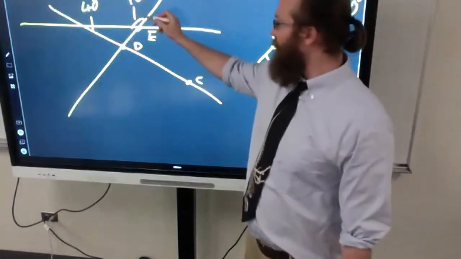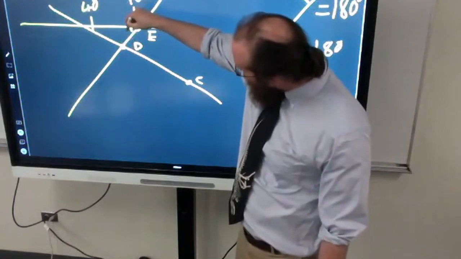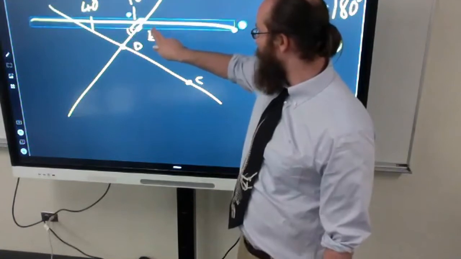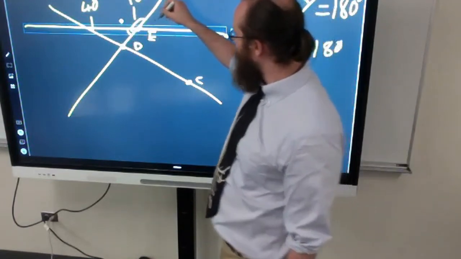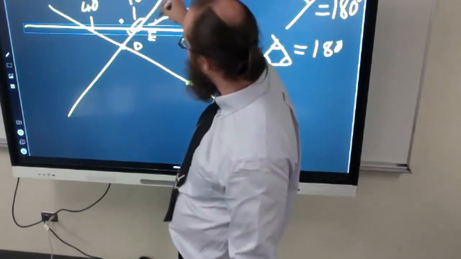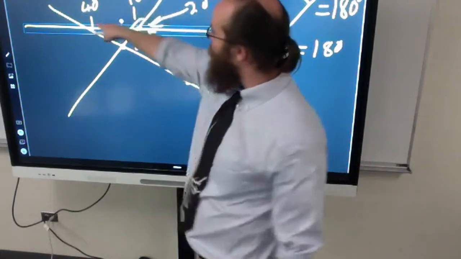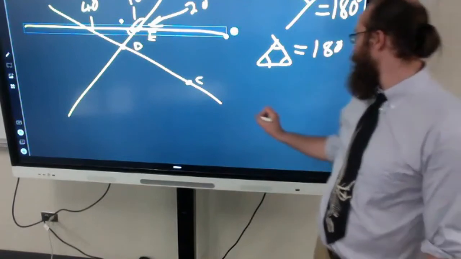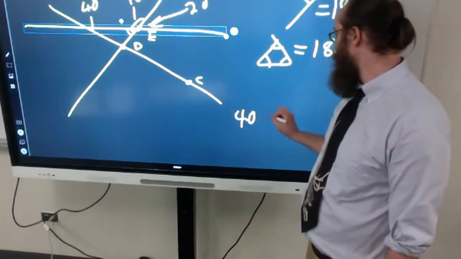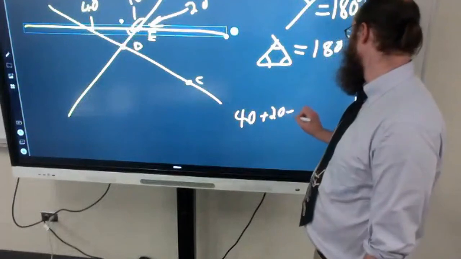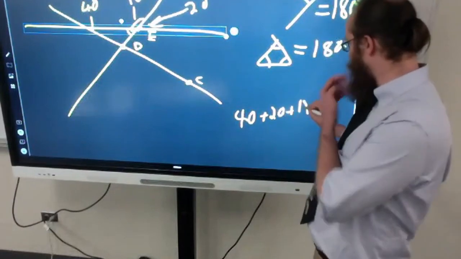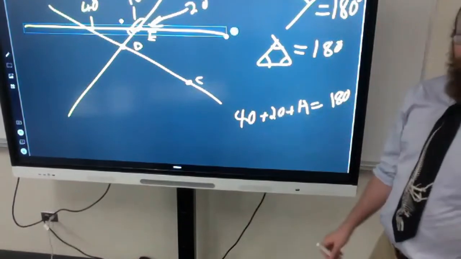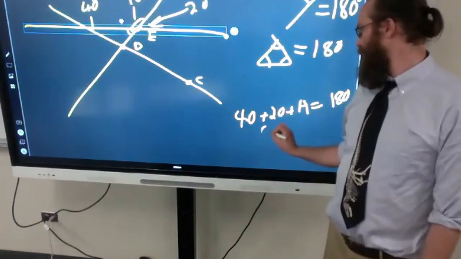This angle is 160. So that makes this little angle over here 20. Oh no, move the line. All right, so this little angle over here, right, is 20 degrees. So we have 40 and a 20. We're going to plug those into an equation for a triangle, which is all three angles added together equals 180. We'll call that angle A. 40 plus 20 is 60.